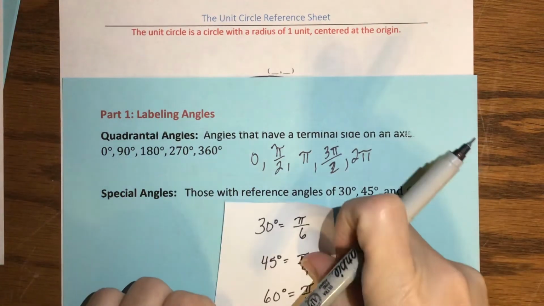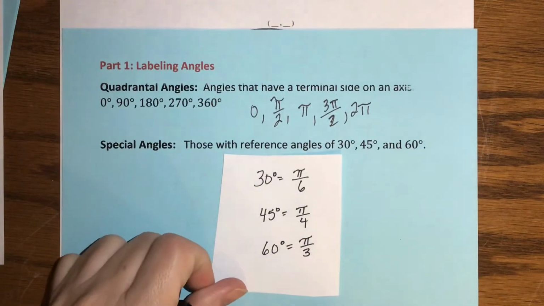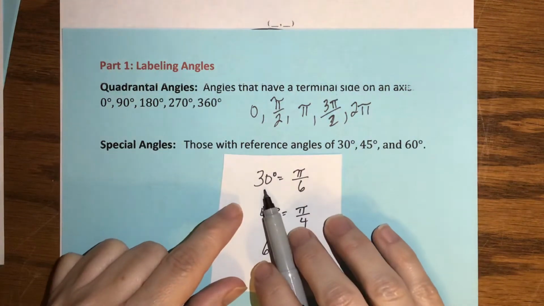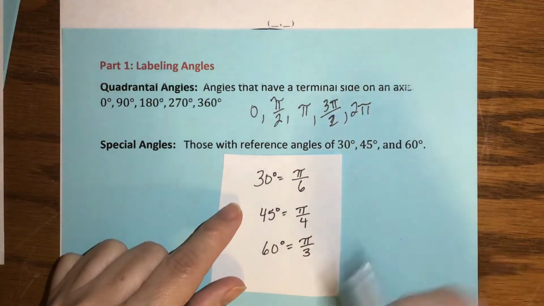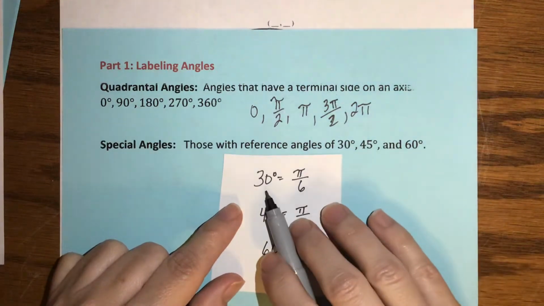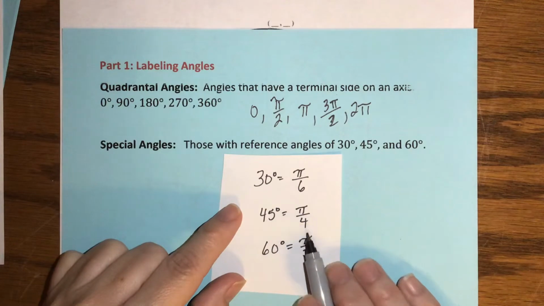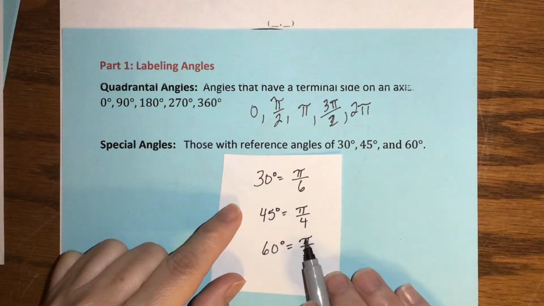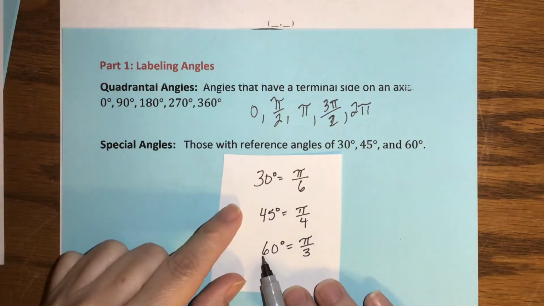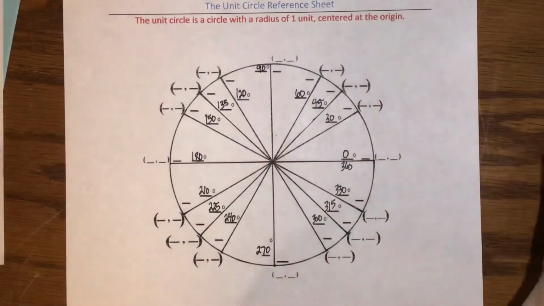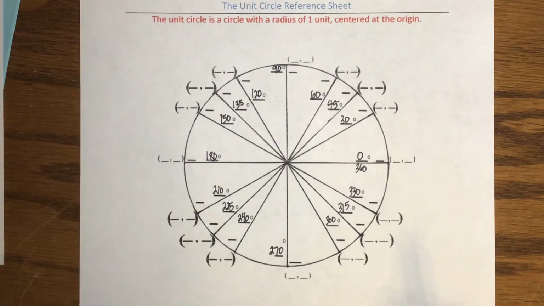Now, our special angles are the ones that have reference angles of 30, 45, and 60. Why do we care about those? Because of our special right triangles. That's why we care. I have these memorized so I don't have to convert every single time, but they're super easy. If you do 180 divided by 6, you get 30. If you do 180 divided by 4, you get 45. If you do 180 divided by 3, you get 60. Okay? So this is what I'm going to use as I'm going through. All right, we're going to talk about another way to know those as well.